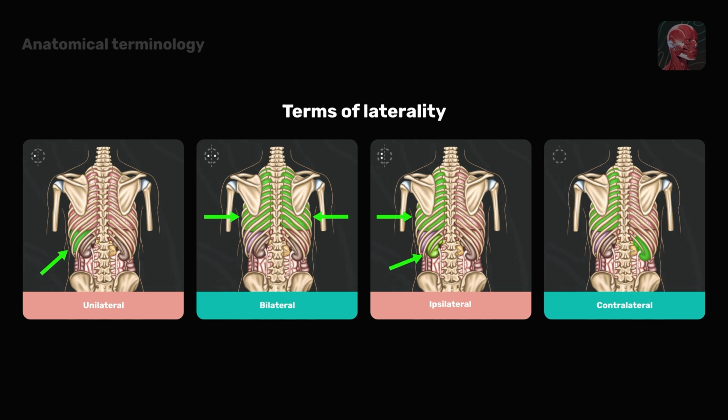And contralateral. One structure is located on one side of the body and another on the opposite side, contralaterally. For instance, the left eye and the right kidney.